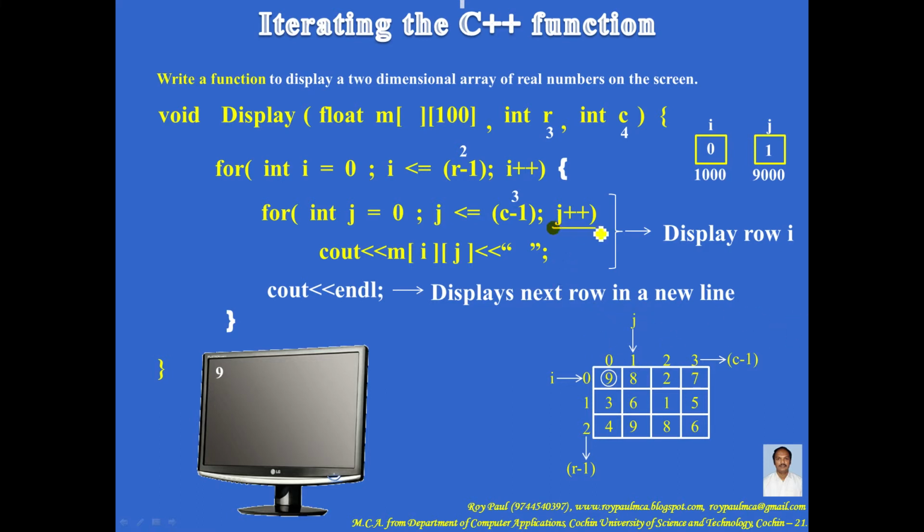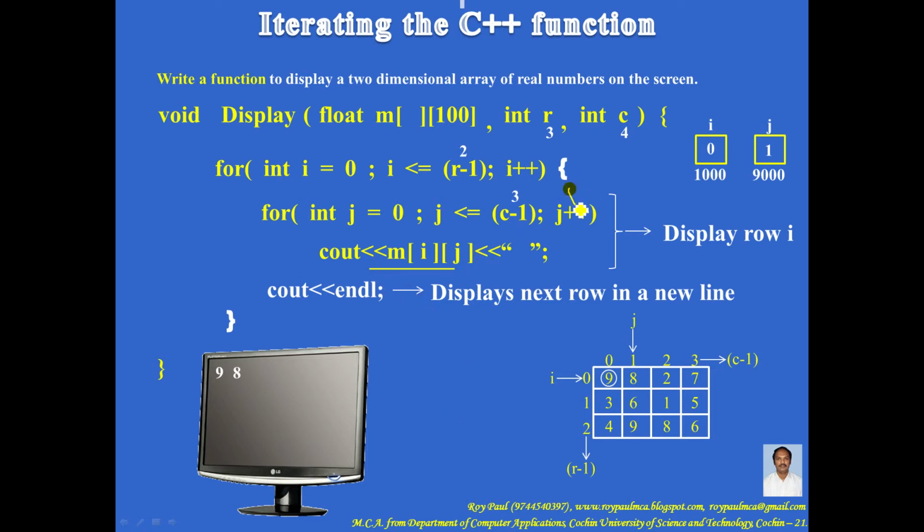Now after this condition check, 1 less than or equal to 3, condition true, it comes inside. cout output operator M of ij. I is 0. Now J became 1. So it is M of 0, 1. And M of 0, 1 is this element 8. So here you get 8, and because of this space displayed. So on the computer's monitor you get 8.